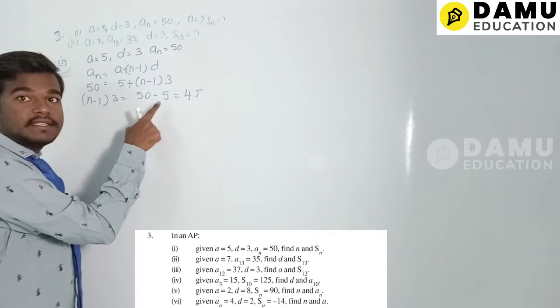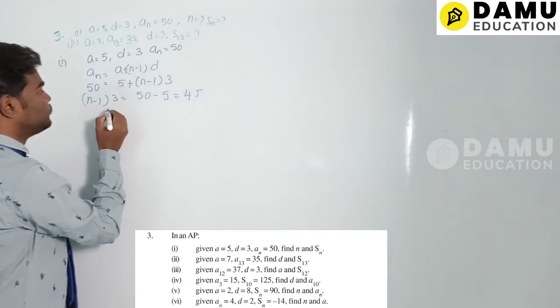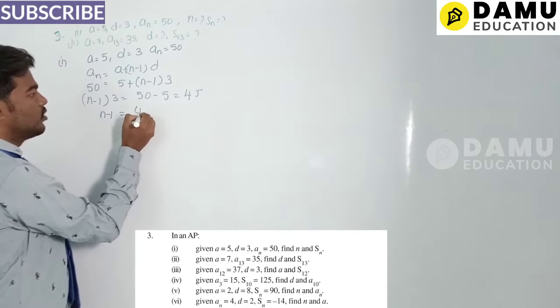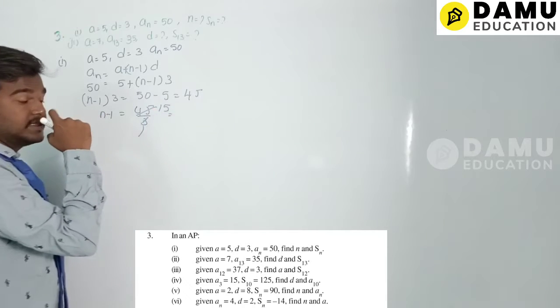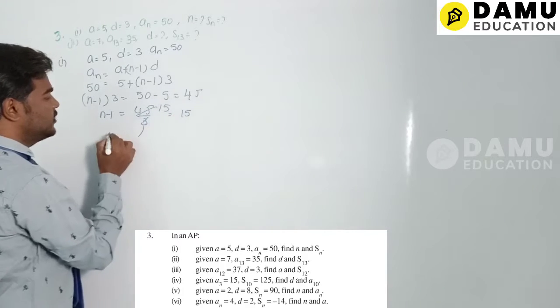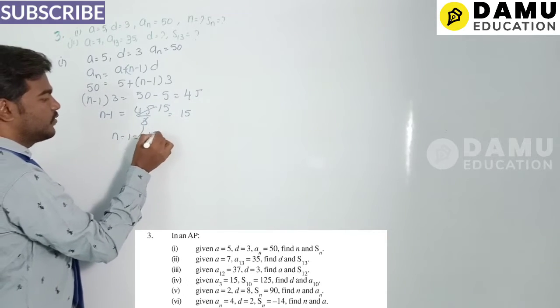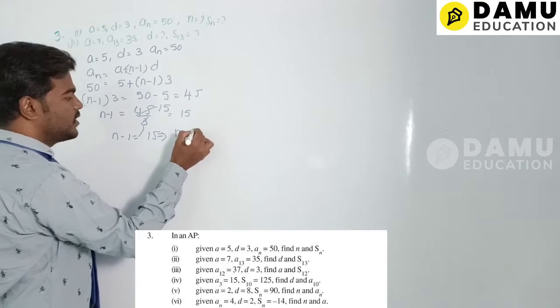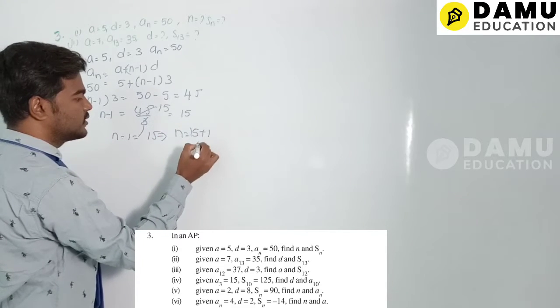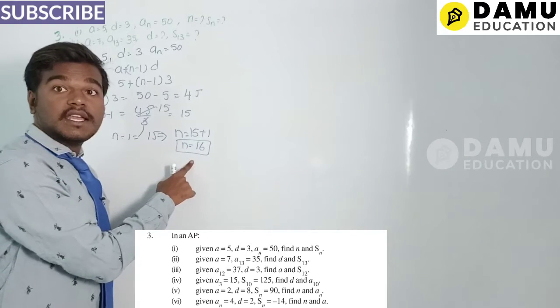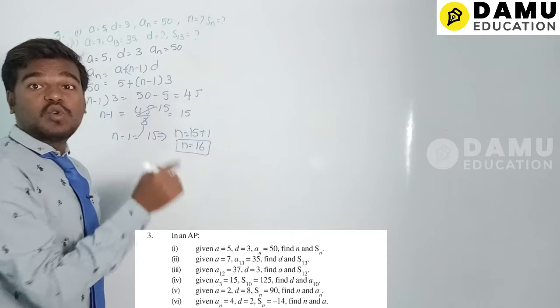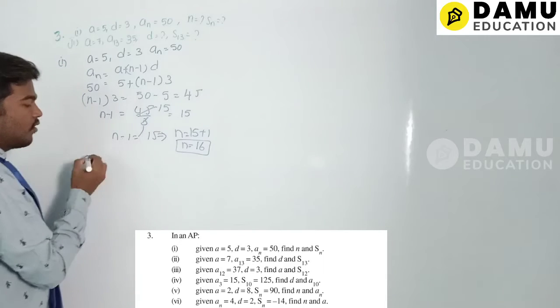So as we know, that is 45. Next, n minus 1 will be equal to 45 by 3. 3 1s are 3, 3 5s are 15, 3 15s are 45, so that is 15. Then n minus 1 will be equal to 15, that implies n will be equal to 15 plus 1, that is 16. So n will be equal to 16. So now we found that n will be equal to 16. Then what is the next one? We have to find the sum of n.